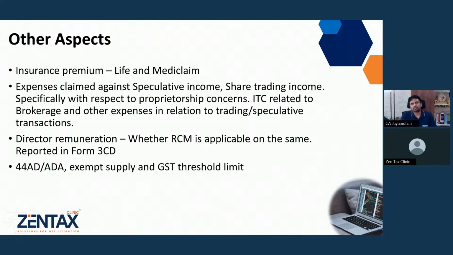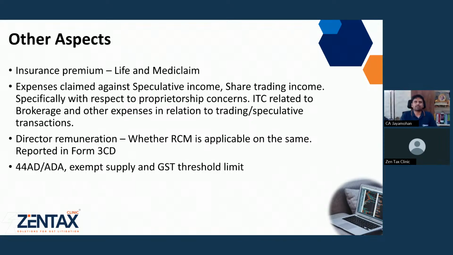For these expenses, input tax credit is not eligible. For medical insurance also, input tax credit is not eligible. So if you have claimed any deductions under Chapter 6A in your income tax return form, it might indicate there is a possibility of ITC reversal, and that might be demanded from you through a notice.